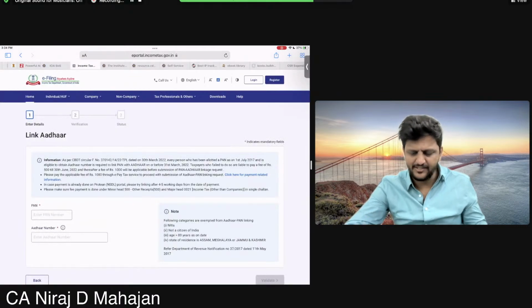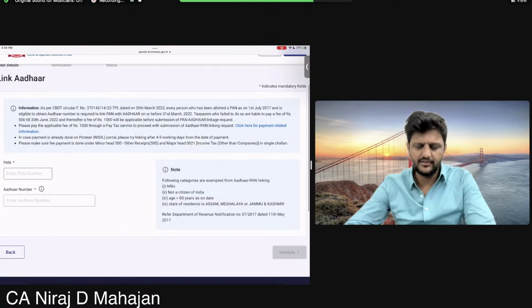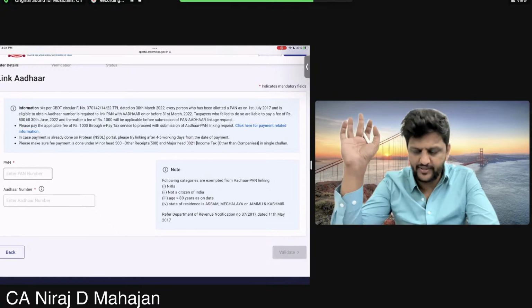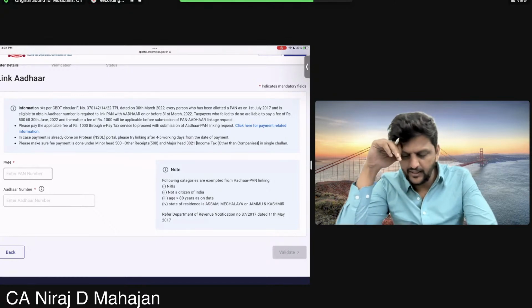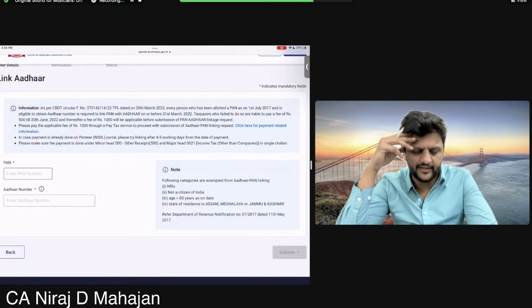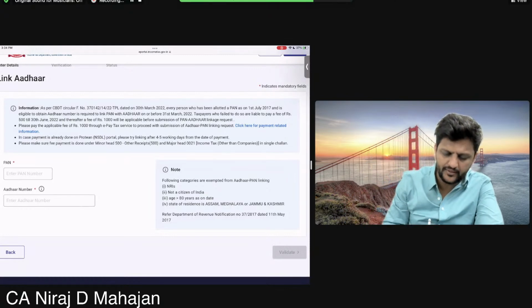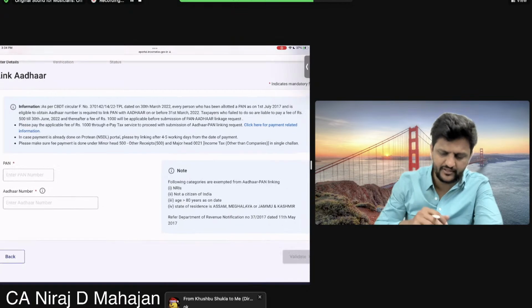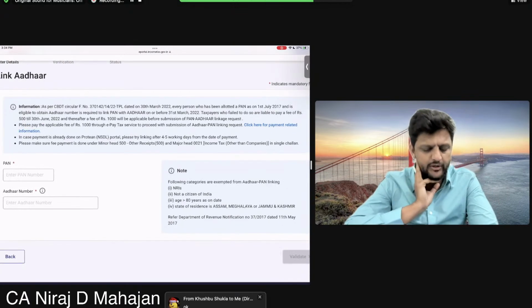Check here. As per CBDT circular dated 30th March 22, every person who has been allotted a PAN as on 1st July 17 and has Aadhaar must get it linked, is required to link PAN with Aadhaar. Taxpayers who fail to do so are liable for a fine of 500 something.